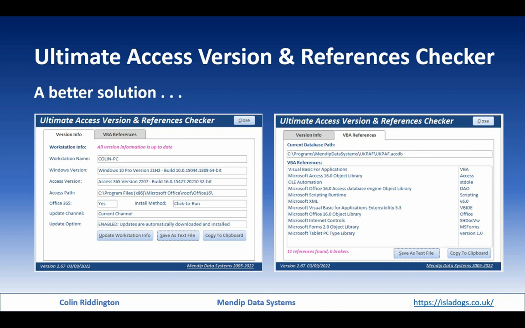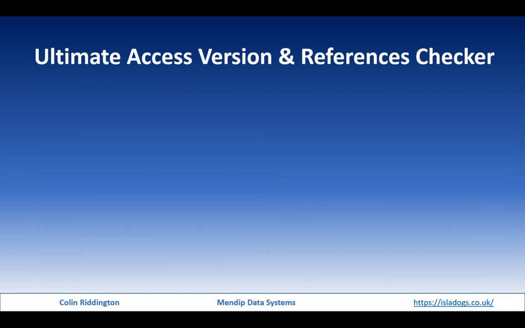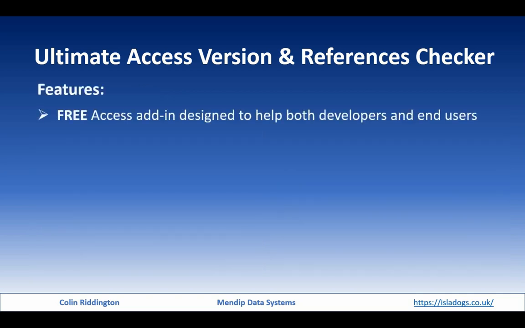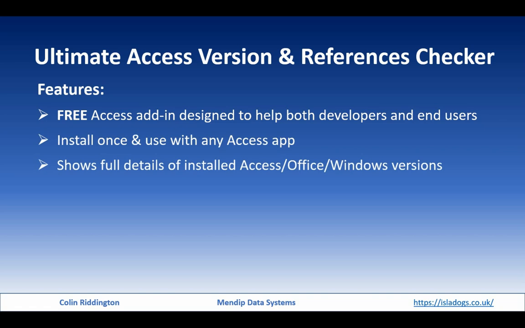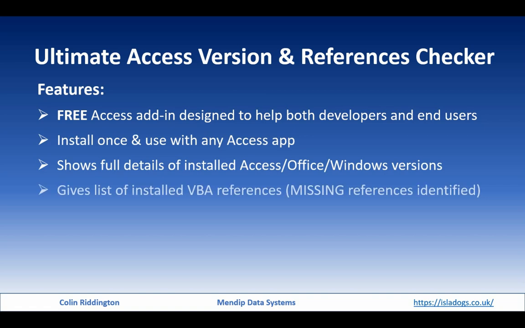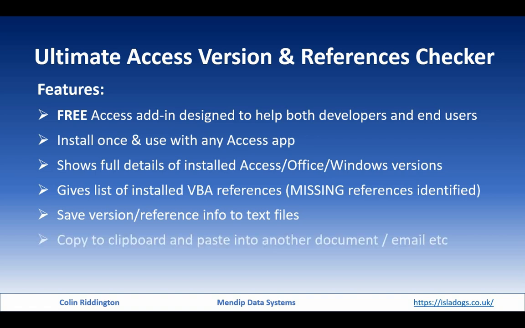On the second tab, it will give you a list of references for the application that is hosting the add-in, and I'll show you how you use the add-in next. So, the features of this are as follows. It's a free Access add-in and it's designed to help both developers and end users. The idea is by making an add-in you can install it once on your machine and use it with any Access application. It shows, as you've just seen, full details of installed Access, Office and Windows versions, plus a list of installed VBA references, and if any of those are missing or broken it will indicate that. And you are able to save the version and reference info to text files, so you can then include that in an email, for example, or alternatively you can copy it to a clipboard and paste it into a document of your choice, whichever you prefer.